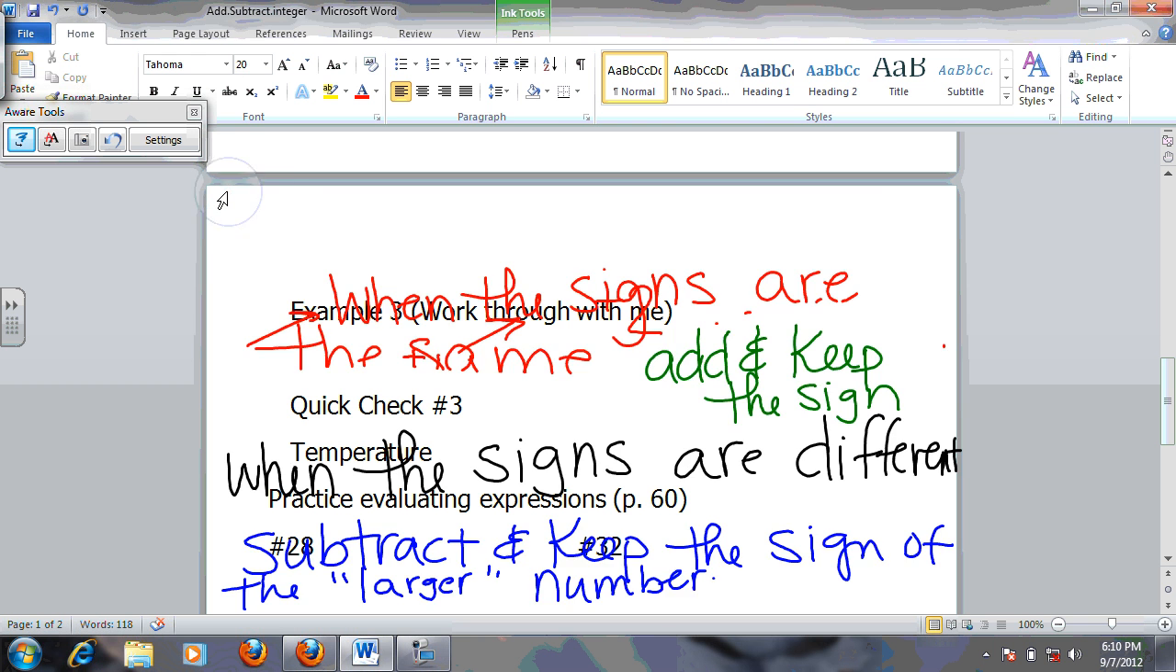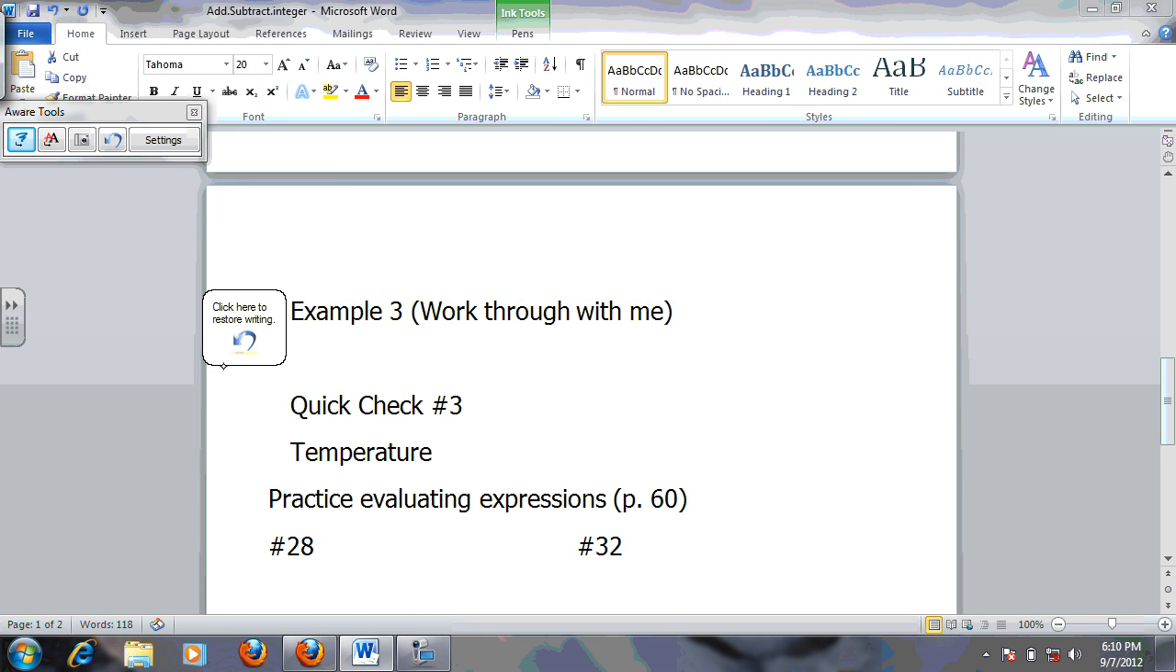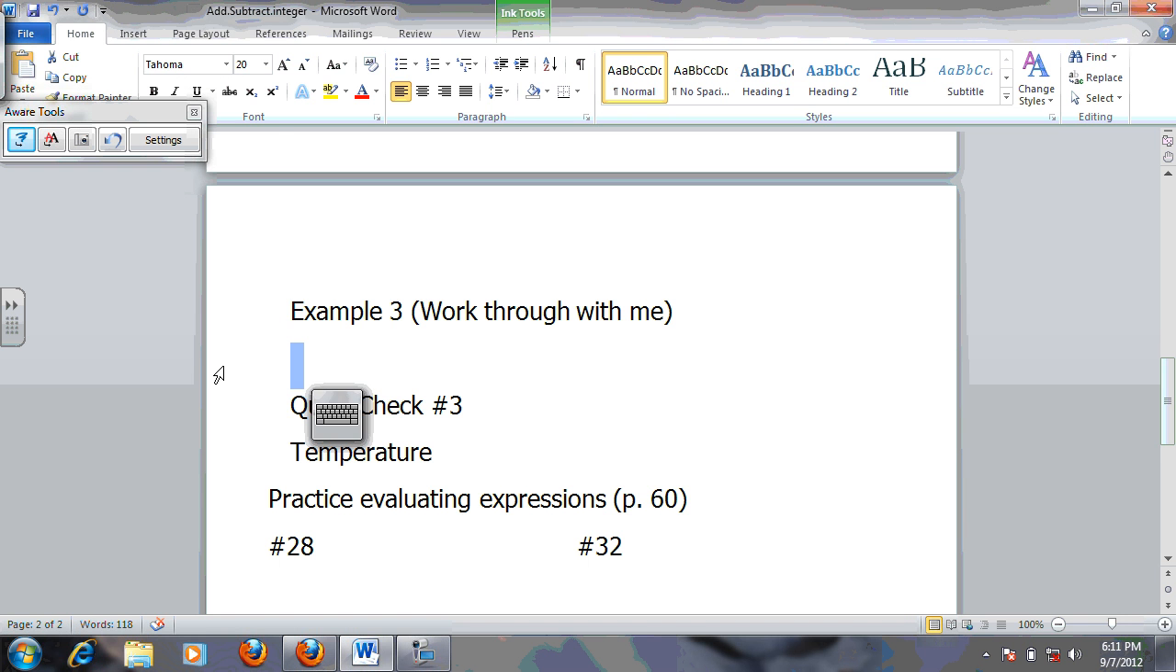Work through example 3 with me. Example 3 is on page 58. A football team gained 2 yards. Gaining 2 yards is positive 2. And then lost 7 yards. So we're going to add to that a loss, which means negative 7 yards. What is the result of this?